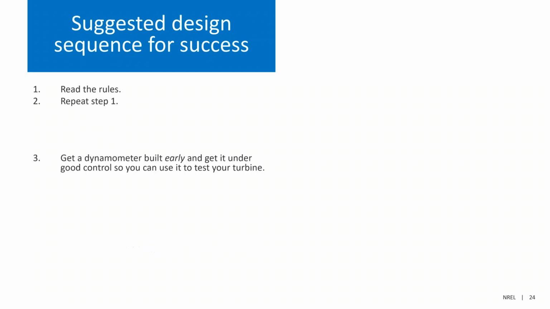So I'm going to give you a suggested design sequence for the Collegiate Wind Competition based on our experience of watching teams at the competition. Number one, read the rules. It's very important to understand what the problem is you're trying to solve, or you're not going to be able to solve it properly. Step two is even more important, and that's to read the rules again. Make sure you really understand this, or you'll never be successful.